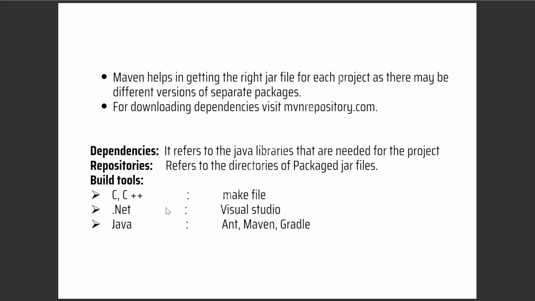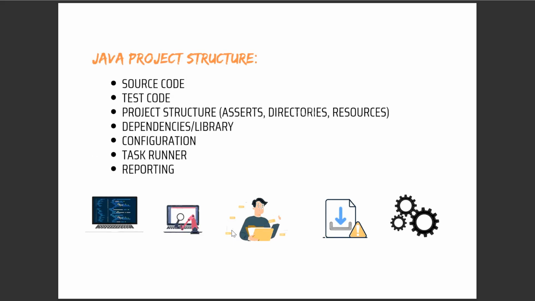Suppose you are developing your code in C++, the Makefile is the build tool. If you are developing your code in .NET, Visual Studio is the build tool. If you are writing your source code in Java, the build tools are Ant, Maven, and Gradle. These are the build tools available in the market to build your code based on the programming language you selected to develop your project code. Accordingly, we select the particular build tool. Maven is generally used for Java code.